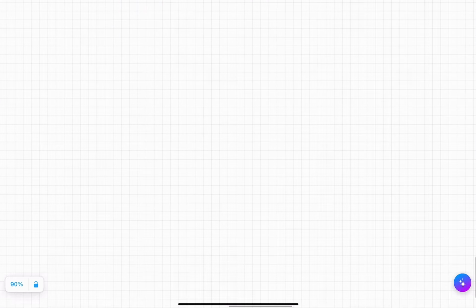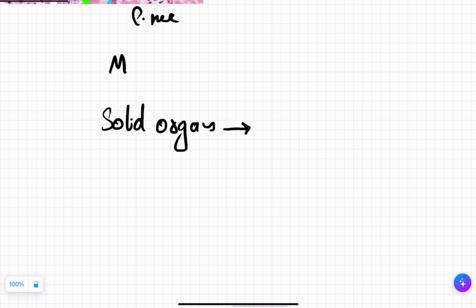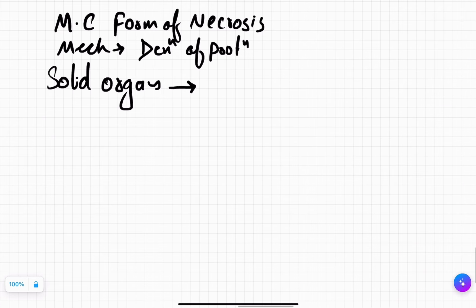And where does it happen? It happens mostly in solid organs. Got it? Most common form of necrosis, mechanism is denaturation of protein, seen mostly in solid organs, and in the solid organs mostly seen in kidney, as we saw, and heart.